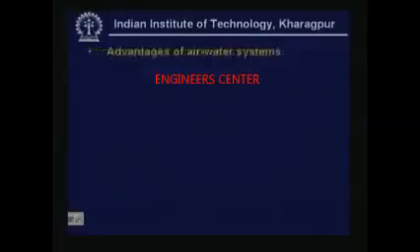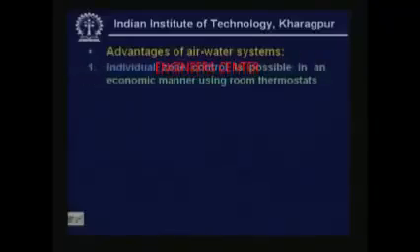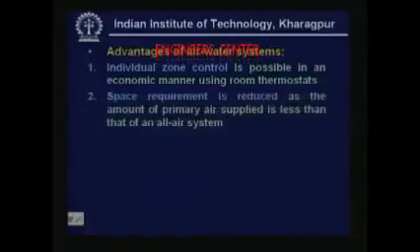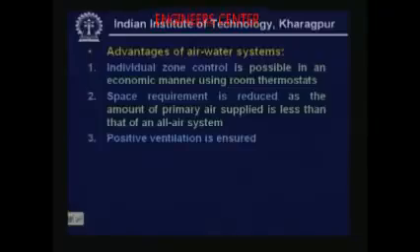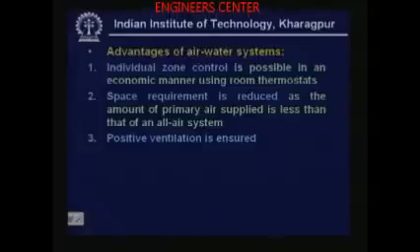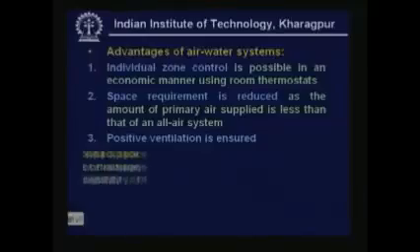Now let us look at the advantages of air water systems. Air water systems offer the following advantages. Individual zone control is possible in an economic manner using room thermostats. Space requirement is reduced as the amount of primary air supplied is less than that of all air systems. Okay, so the ducts of primary air will be much smaller compared to an all air system. And positive ventilation is ensured because you are always supplying a constant volume of primary air to the conditioned space under all conditions. So ventilation is taken care of, unlike in all water systems.